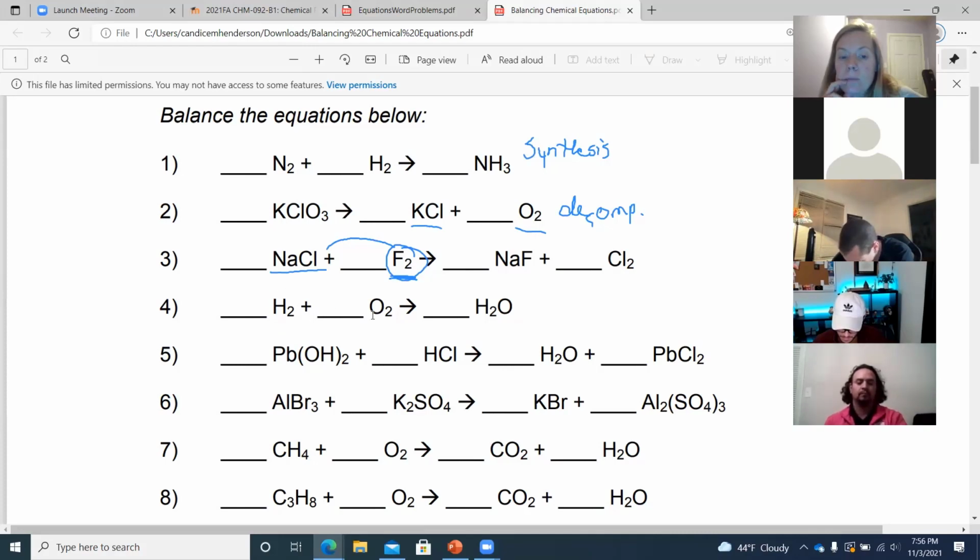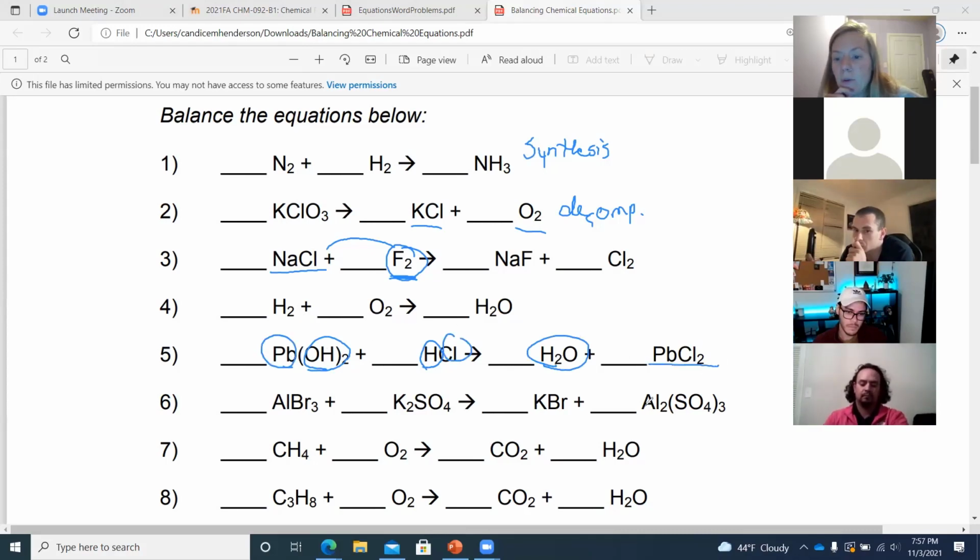This here, H2 plus O2 produces H2O. We would say that this is another synthesis. Down here, the hydrogens are coming together with the OH to produce H2O, and the lead and the Cl are coming together to form this. So this is a double displacement. They're flip-flopping. This one also is a double displacement, right? They're flip-flopping partners. Hopefully now you can start to look at these things and see what the atoms are doing.